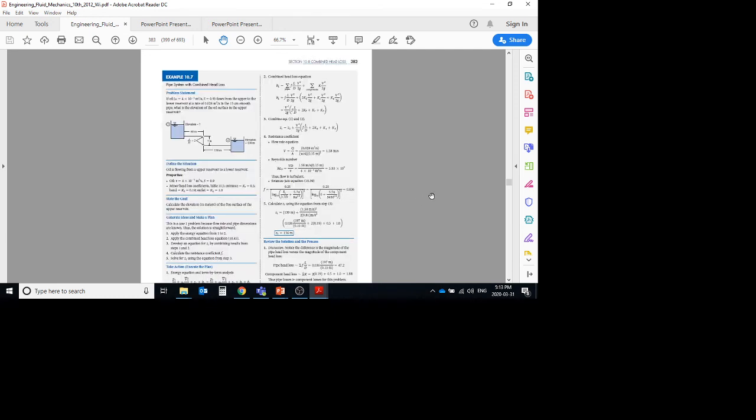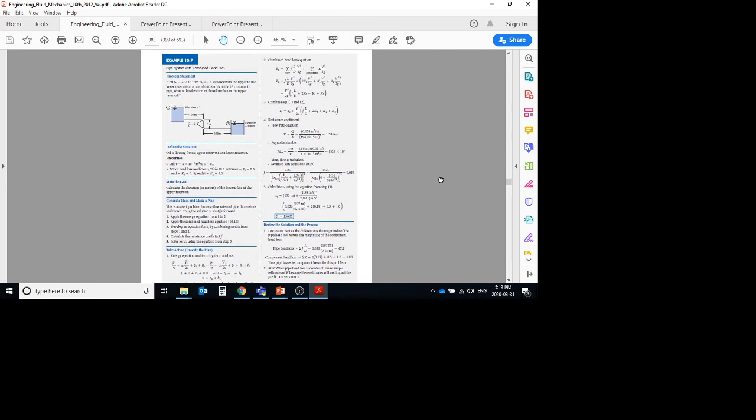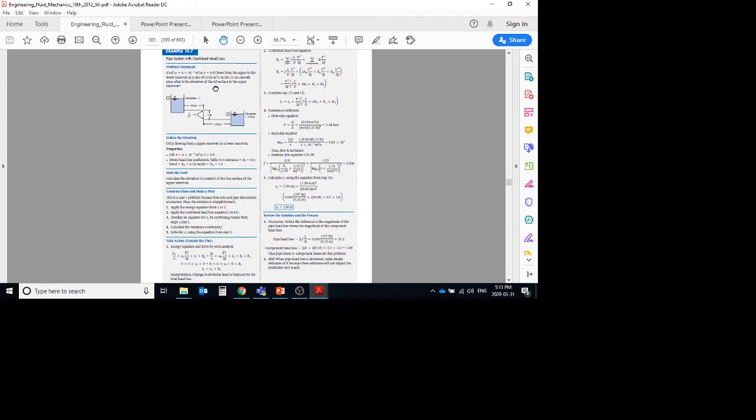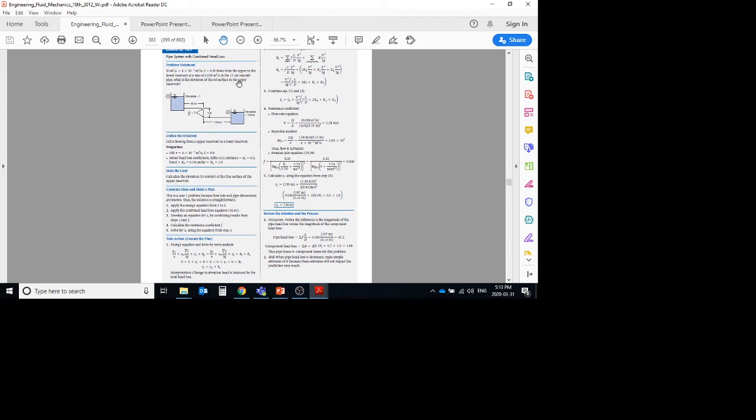Okay, all right, so let's see a problem, and that will give you a better understanding. Problem 10.7: oil, whose properties are given, flows from the upper to the lower reservoir, and you can see there are some pipeline branches. It's given it's a smooth pipe. If the smooth pipe is already told, that means there is no pipeline head loss, but it has some minor losses. So there is no major loss, but there are minor losses.